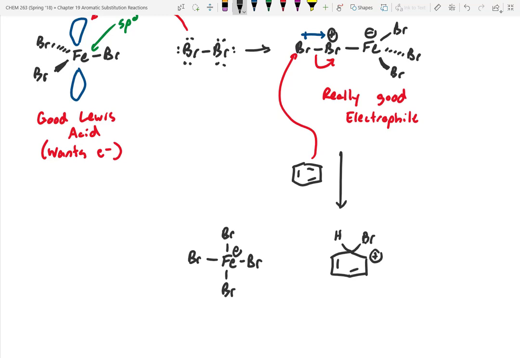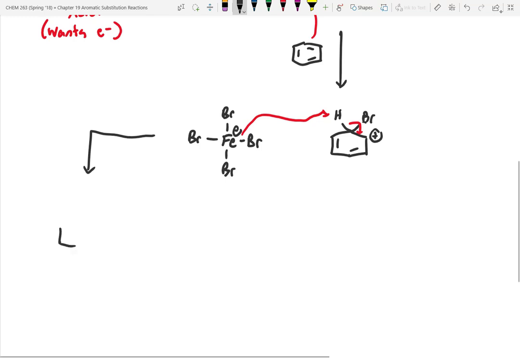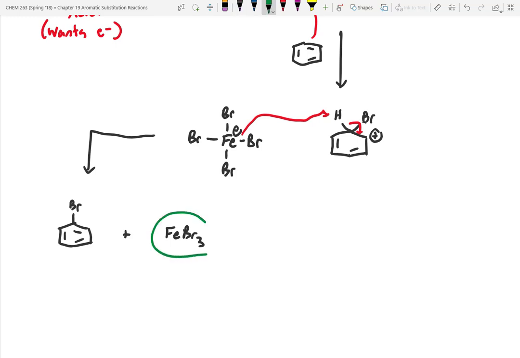This is a relatively good base because that iron's not happy having a negative charge. So in the next step, you can show this bond from the iron and bromine reaching out, grabbing a proton, and when you do this, you restore aromaticity. And you regenerate your catalyst. So the fact that this iron tribromide is recreated at the end of the mechanism means that by its very nature it's catalytic. You don't need very much of this in order to drive the reaction.